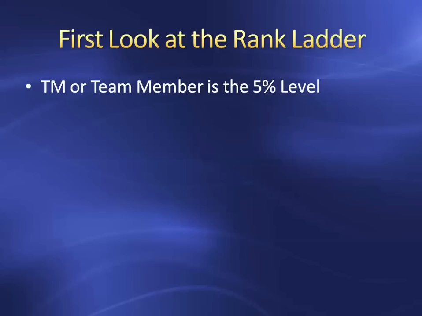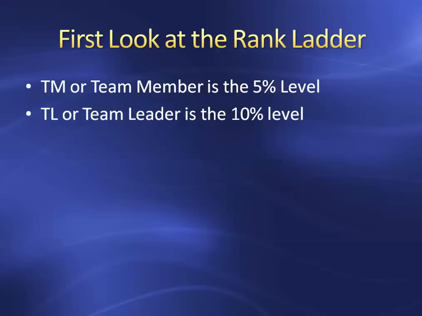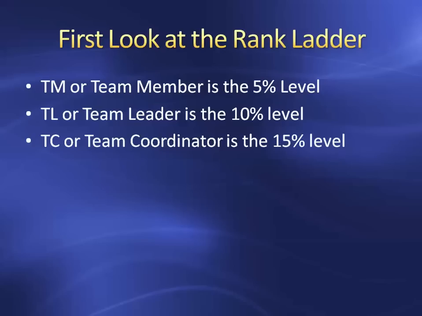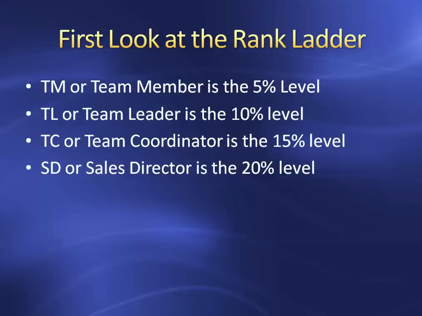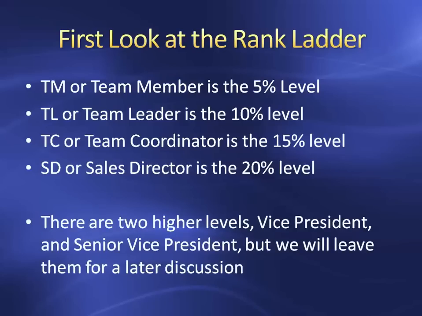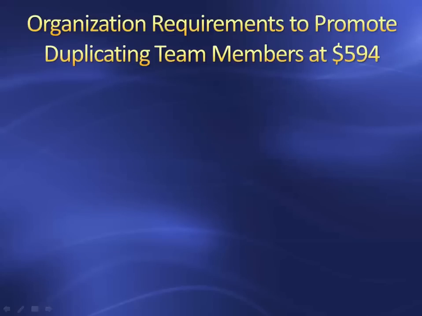You see, Team Member, or TM, starts you off at what's known as the 5% level in the compensation plan. TL, or Team Leader, starts you off at the 10% level. Now, you can advance to TC, or Team Coordinator, which is the 15% level, and then you could advance to SD, or Sales Director, which is the 20% level. There are actually two higher levels, Vice President and Senior Vice President, and we'll bring those up later in today's discussion.